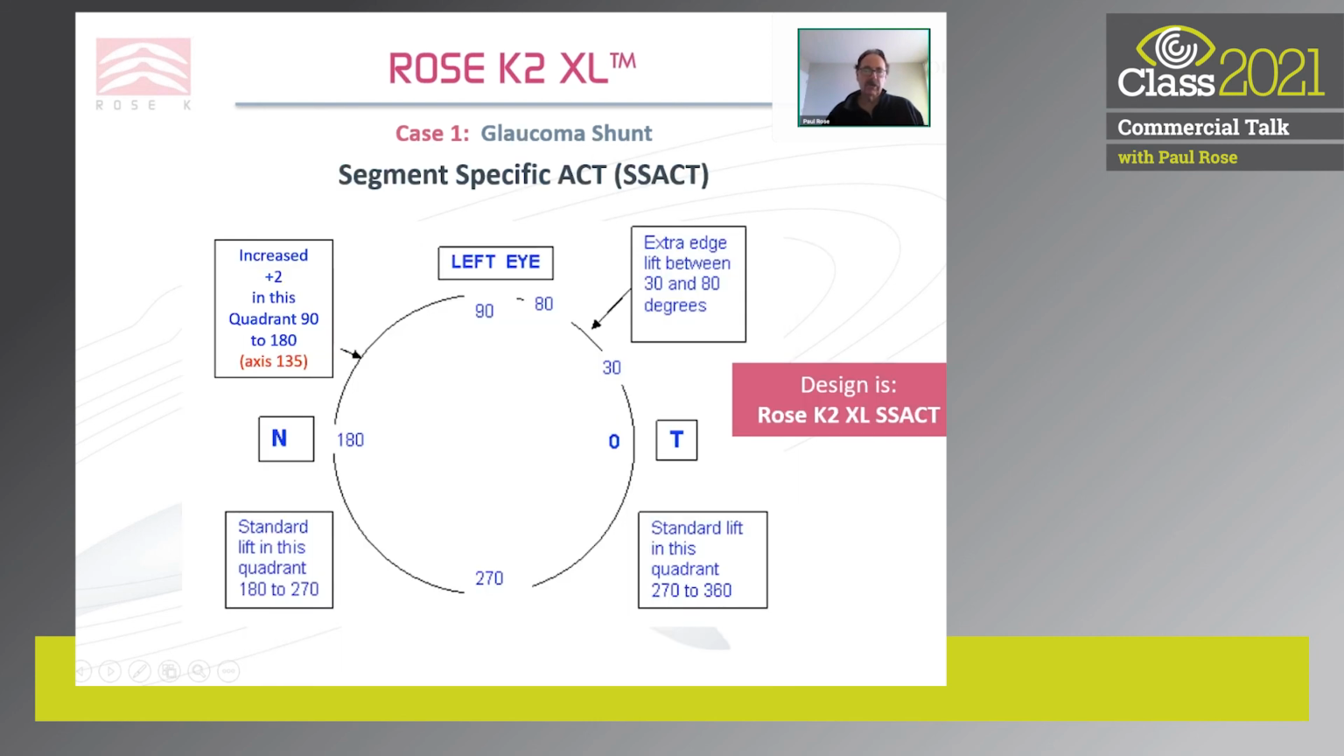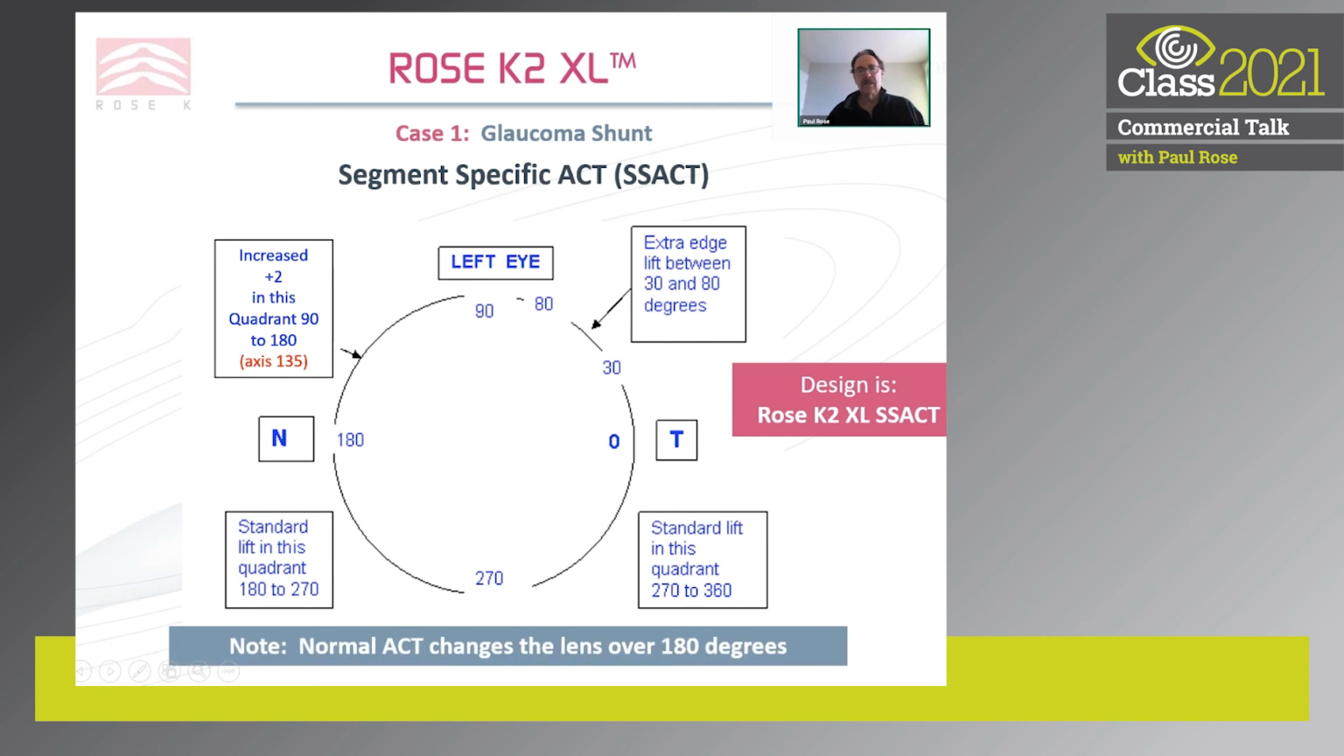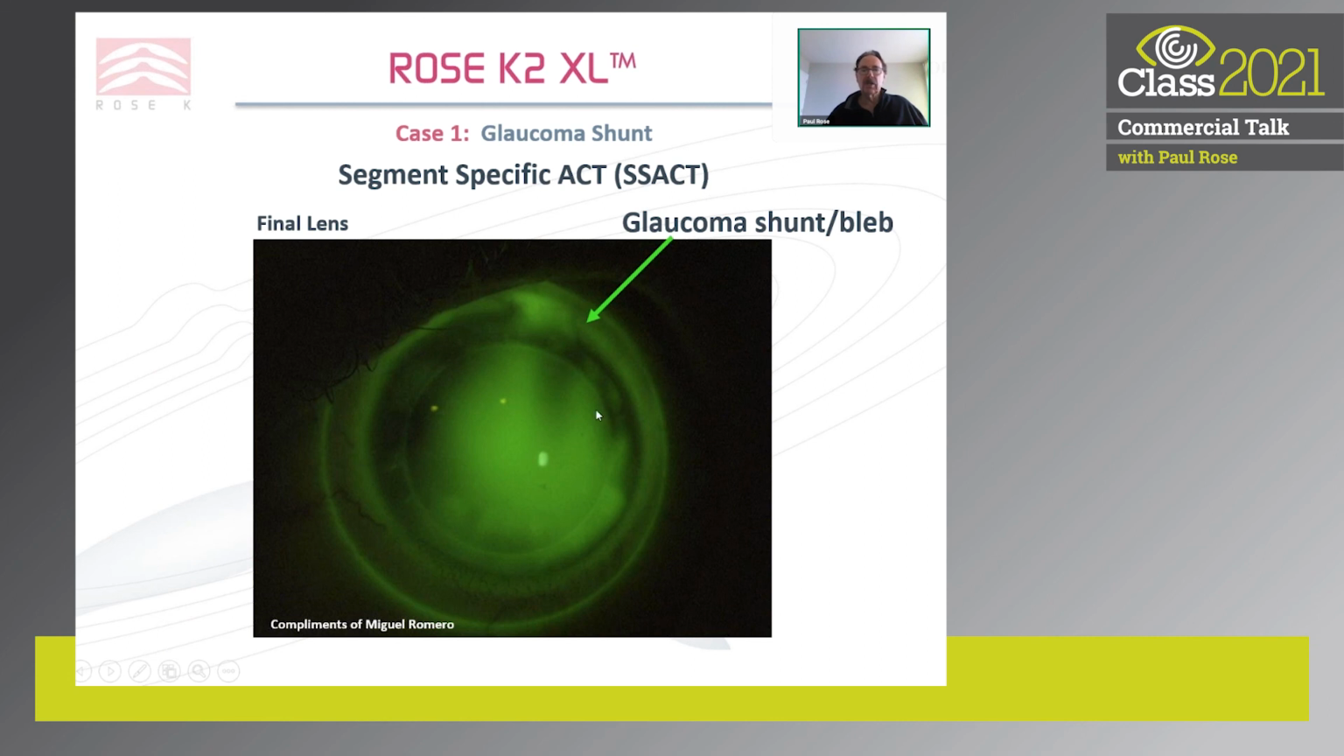So the practitioner who fitted this said to me, can I design a lens which has lift off in the area of the bleb and has different areas of lift around the clock? So that's what I did. I designed a lens that had extra lift in this area. It's called a segment-specific ACT lens. We put a large amount of lift here, and then we put other lifts around the clock. And immediately you can see with this, we've now released that pressure over the bleb.